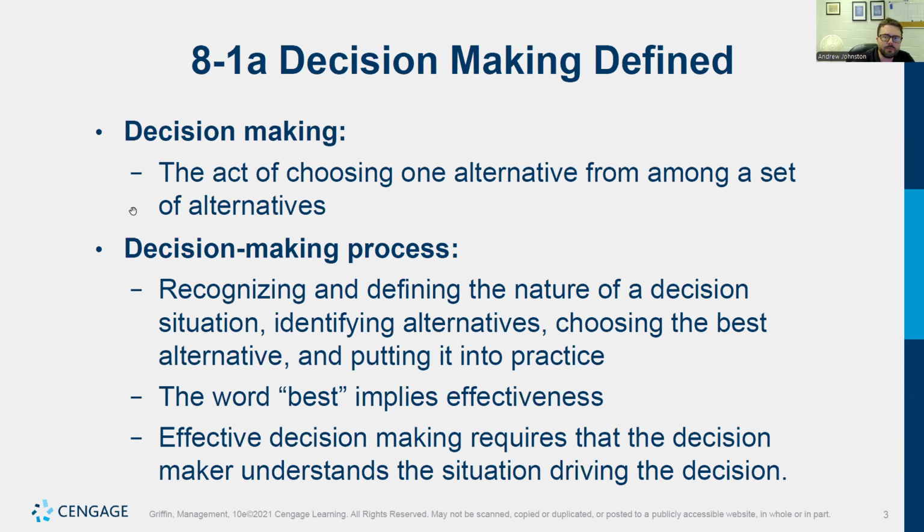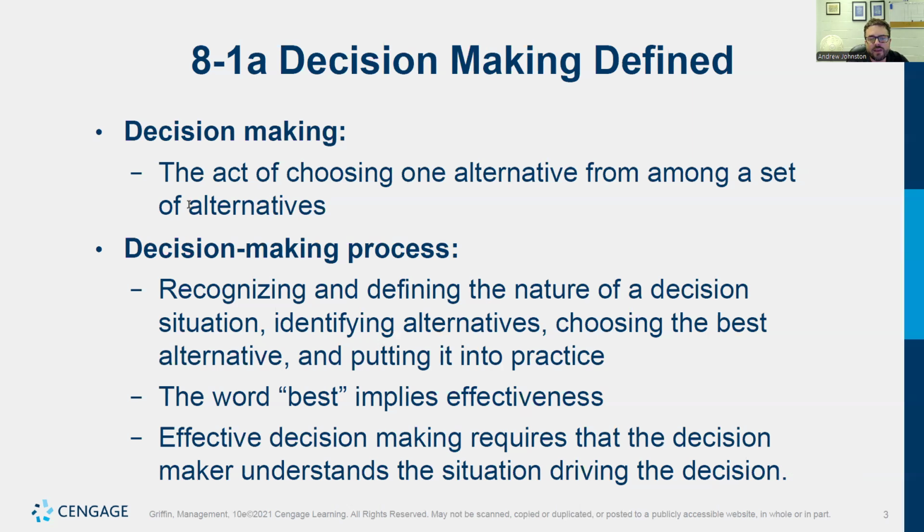The process essentially involves, when it's active, recognizing and defining the nature of the decision, identifying what the alternatives are for the decision space, you might call it, within this decision we need to make. What are the different alternatives that are available to us, and then choosing the best alternative, and of course, implementing it or putting it into practice. The best alternative is the one that is most effective, presumably, at achieving whatever our strategic objectives are that we have set, or our goals as an organization.